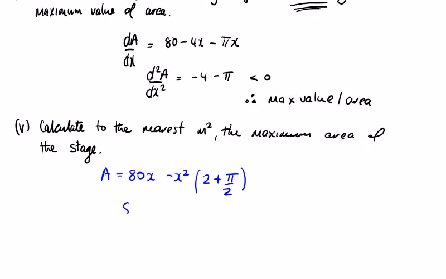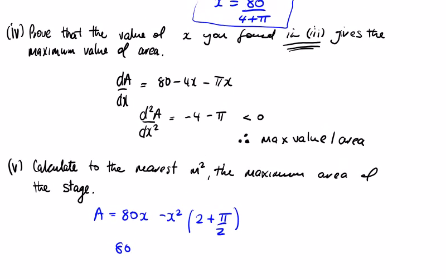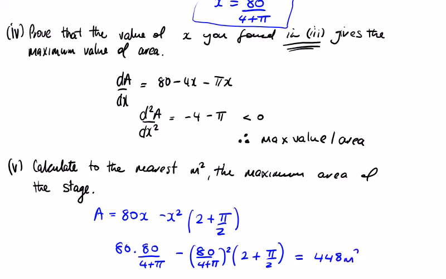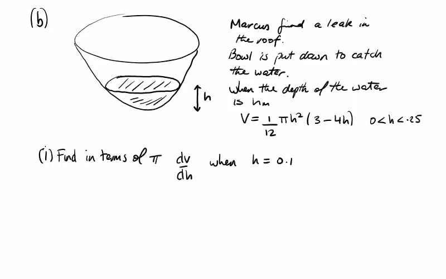Let's give myself a bit of room. So 80 times 80 over 4 plus pi. So this is just going to be calculator use. Minus 80 over 4 plus pi, squared, by 2 plus pi over 2. Using our calculator to get a value here, we're going to get a value of 448 to the nearest meter squared, 448 meters squared.